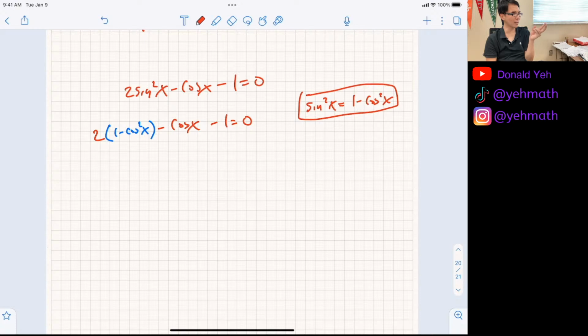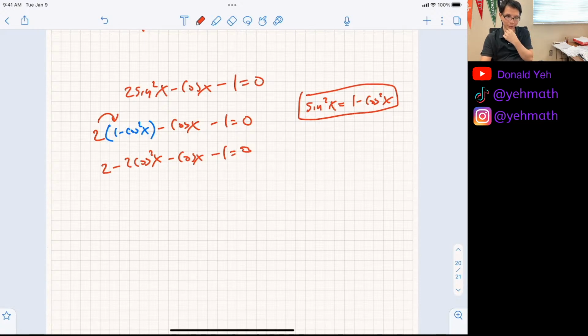And to see that there's a problem: you have sine square and you got cosine. That means it's not factorable. So you change one of them to match the other one. And if you match the other one, you can get an answer here. So if I distribute this 2, I'm going to get 2 minus 2 cosine square of x, right? Minus cosine of x minus 1 equal to 0.